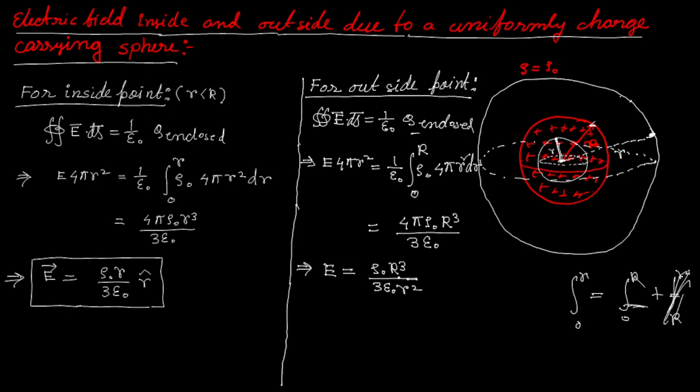So again we are getting a positive value. If we want to write it in vector form, we simply multiply with r cap. This will be the direction of the electric field on the surface at any point, and this is the magnitude of the electric field.